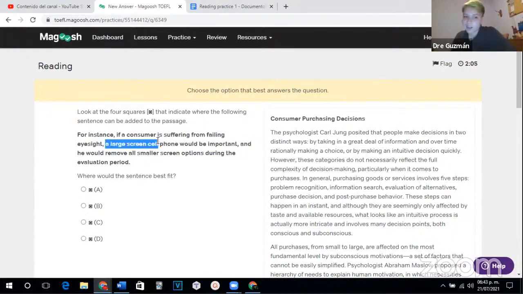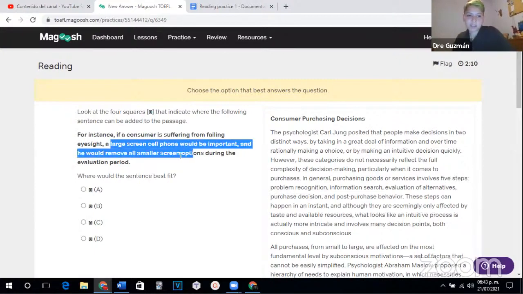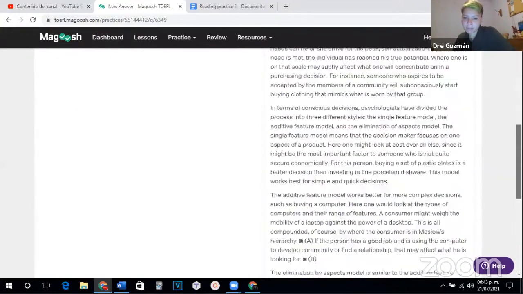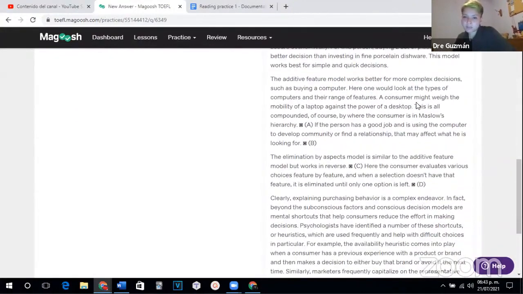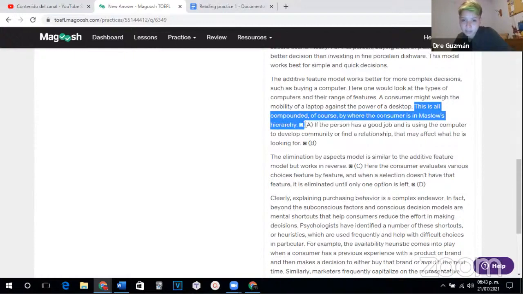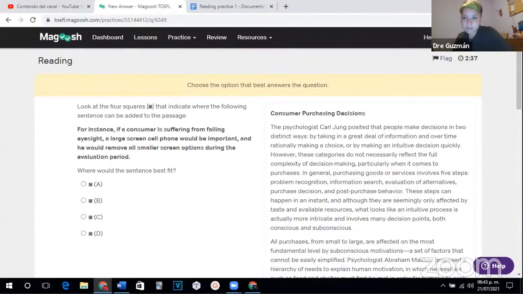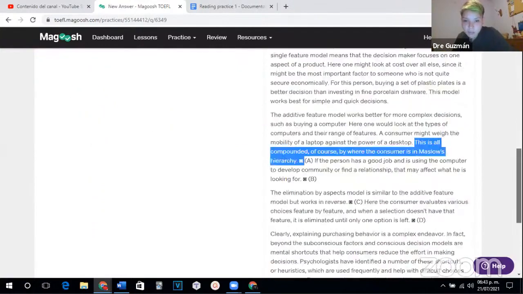So we've all seen this. Someone with lesser eyesight is going to prefer a larger screen. And he will remove all smaller screens during the evaluation period. Now the places it can go. Here, letter A. Vamos a ver qué hay antes. You just have to look at the sentence before and the sentence after. This is all compounded, of course, by where the consumer is in Maslow's hierarchy. Ahí iría esta oración.